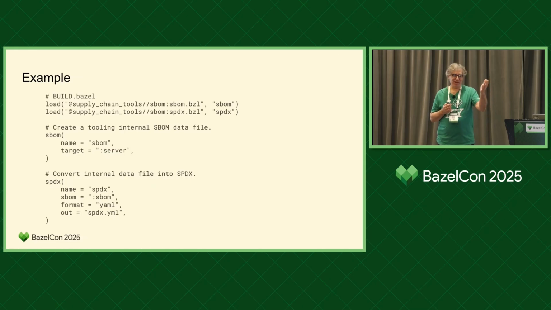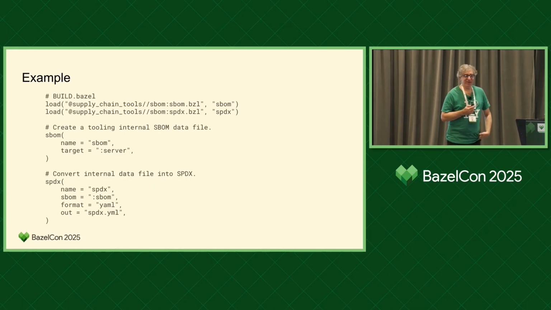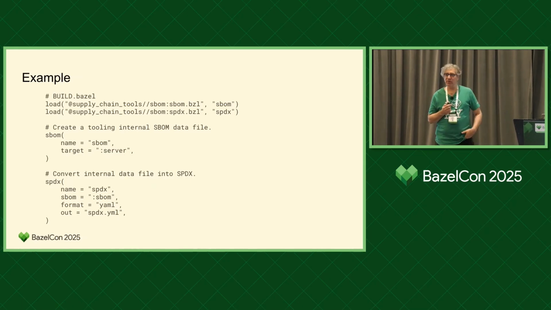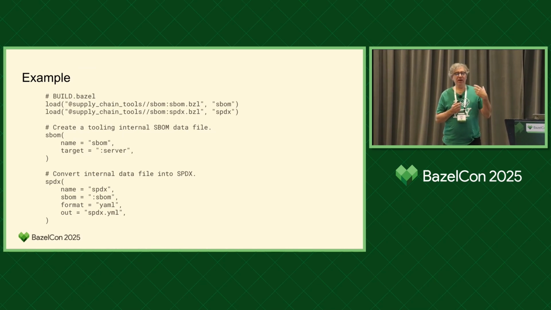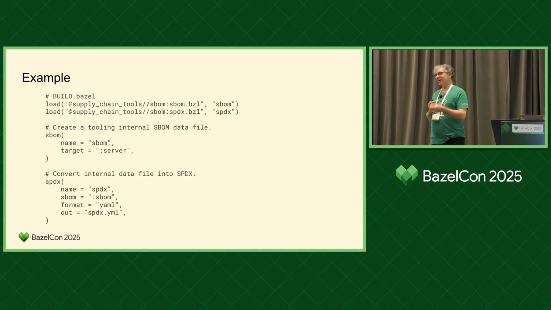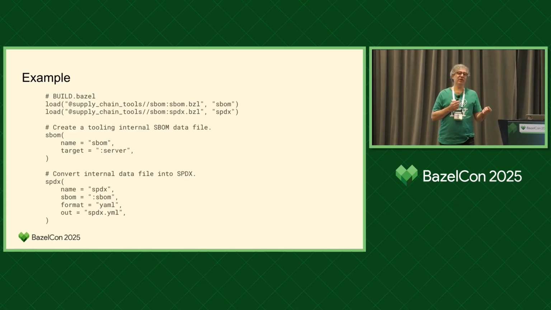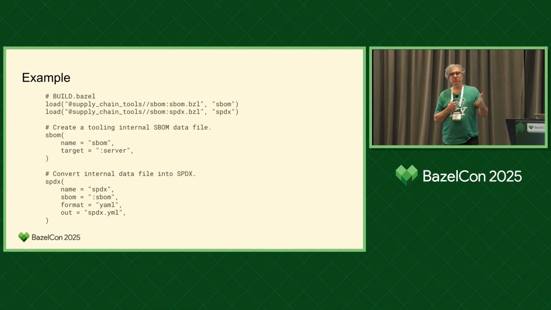In your build file, let's say server is your application. We wrap it with an SBOM rule to create an intermediate representation of everything we've gathered. And then to that, we add an SPDX rule to generate the final SBOM. You know, there's an industry schism between CycloneDX format and SPDX format, and neither will win because they each have their uses and advocates. So we just support both.